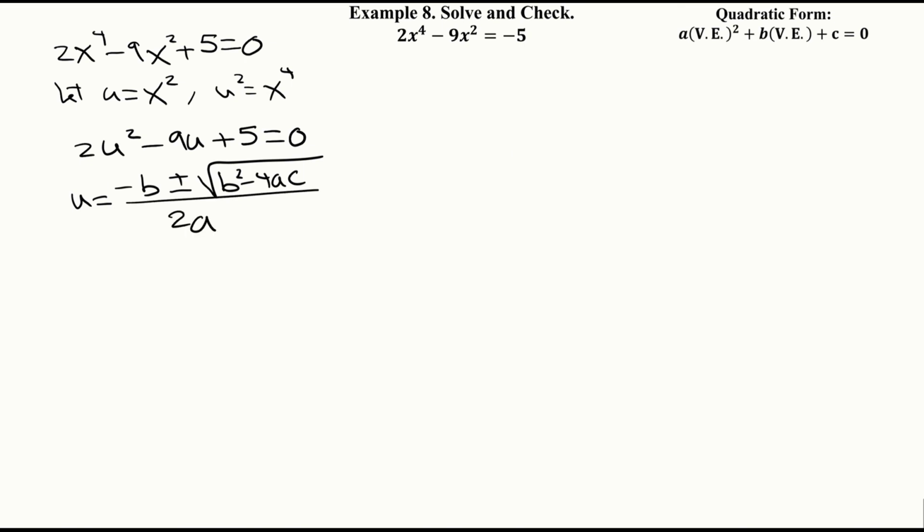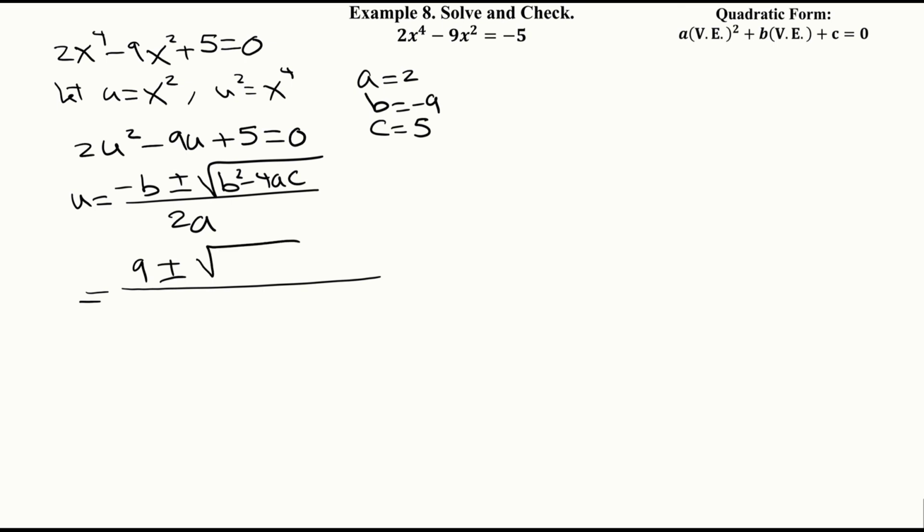Let's list the values of a, b, and c. We know that a is 2, b is -9, and c is 5. So we get the opposite of b, which is -(-9) = 9, plus or minus the square root of b squared, which is 81, minus 4 times a, which is 2, times c, which is 5, and then divided by 2a, so that's 2 times 2.